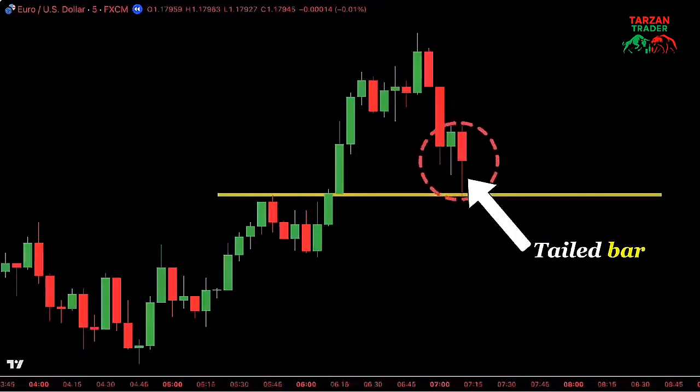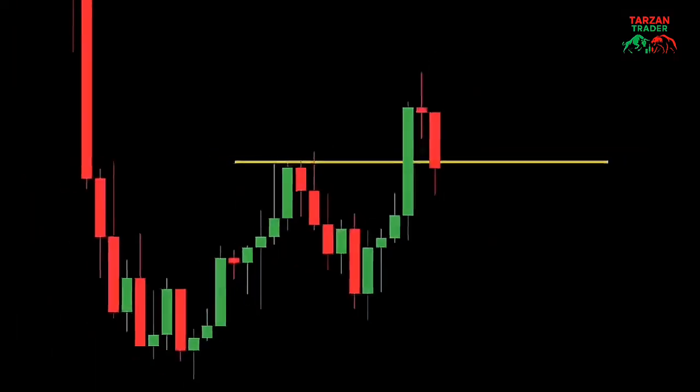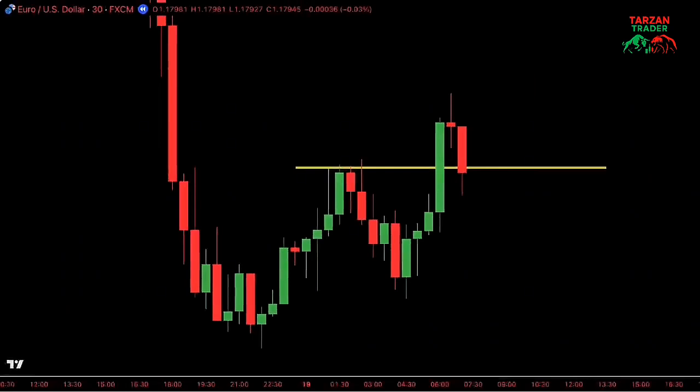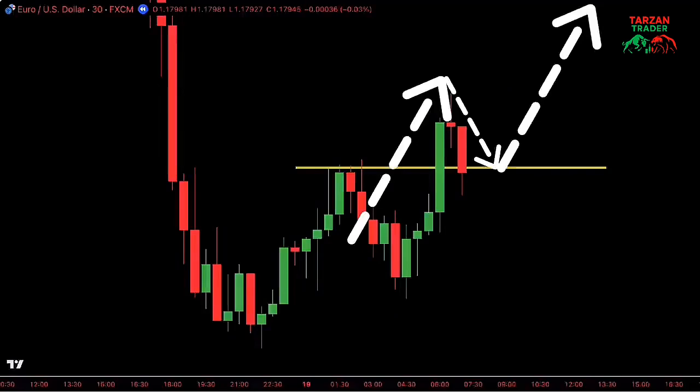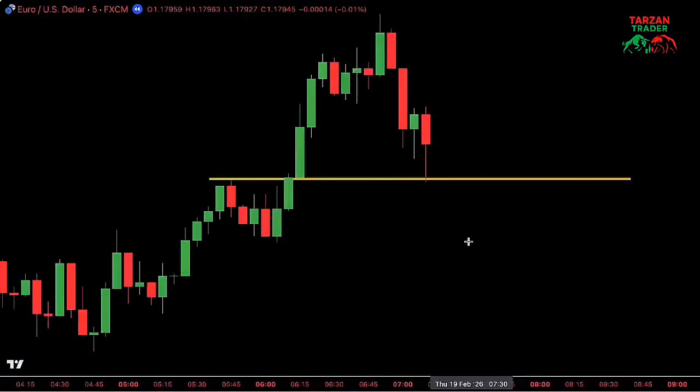But before entering the trade, we always want to confirm our idea using the higher time frame. Since we are trading on the 5-minute chart, we switch to the 30-minute time frame to get a broader view of the market. As you can see, the market is clearly trending upward on the higher time frame as well. This confirms that buyers are in control not only on the lower time frame, but also on the higher time frame. This alignment increases the probability of the trade. Now we switch back to the 5-minute chart to execute the trade.